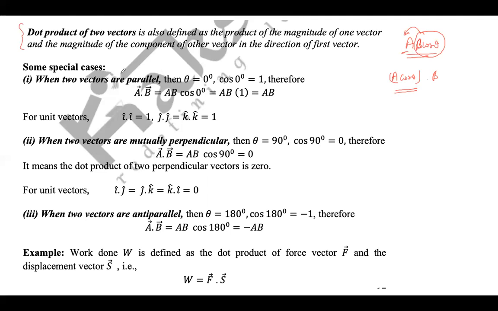सबको आ गया समझ? Okay. अब स्पेशल केसेस देखते हैं. When two vectors are parallel, दो वेक्टर पैरेलल कब होगा? When theta is 0 degree.